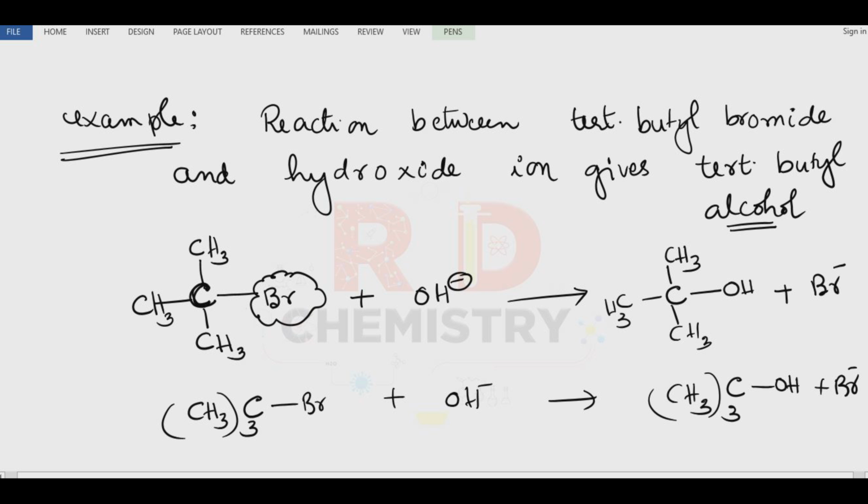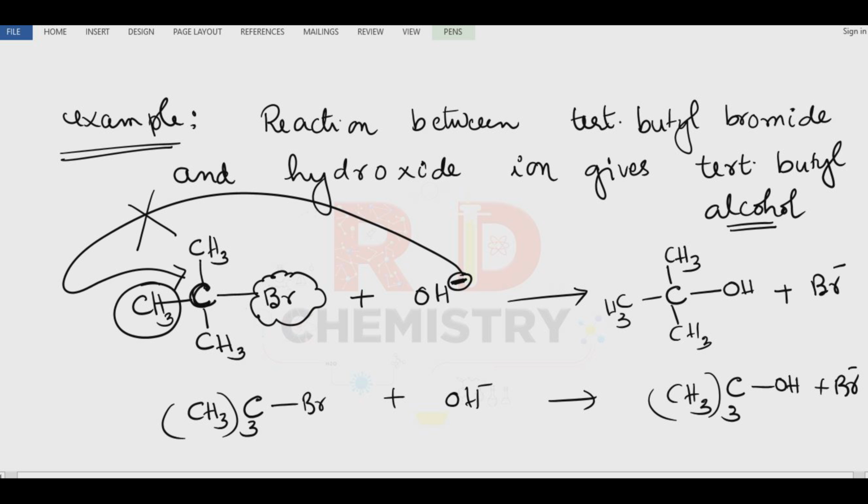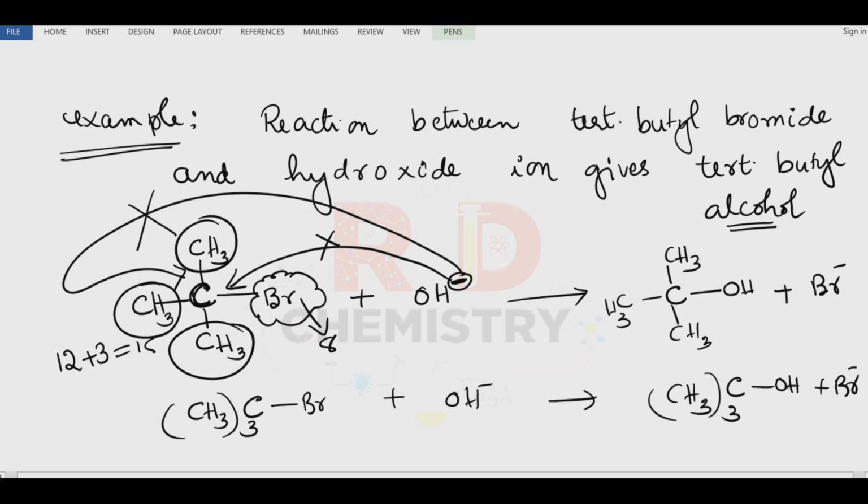plus Br minus. Remember students, in the previous case, the SN2 mechanism, OH minus nucleophile was supposed to attack from the back side, but in this case backside attack is not possible because the CH3 groups are bulky. Carbon atomic mass is 12, and 3 hydrogens make 15, correct? So 15 here, 15 here, 15 here becomes bulkier. So there is steric hindrance, overcrowding of the atoms. And also OH minus cannot attack from the front side because the bromine atom mass is approximately 80.